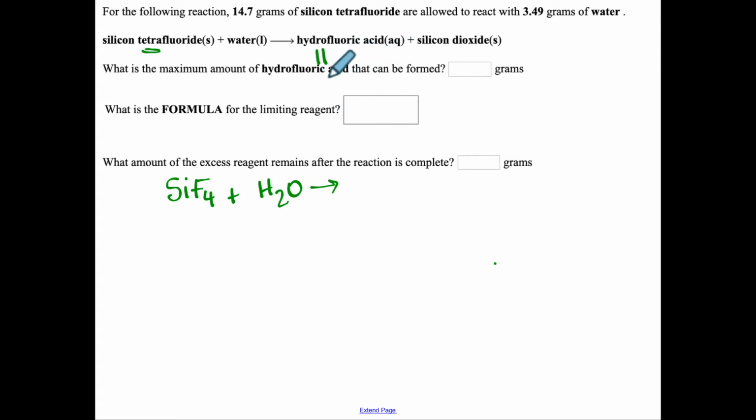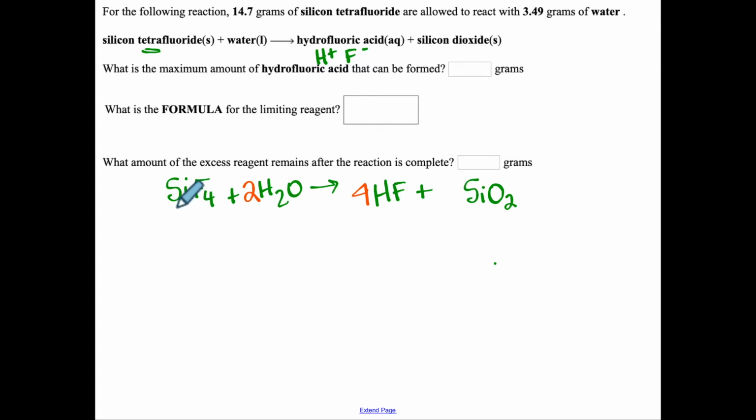An acid is going to start with an H+. Hydro means there's no oxygen. The fluorine is F with a -1 charge, so we end up with HF. And silicon dioxide is SiO2. So I reminded you in the last video how to balance the equation, but once you do that, you should have a 2 here and a 4 here. And that gives you a balanced equation.